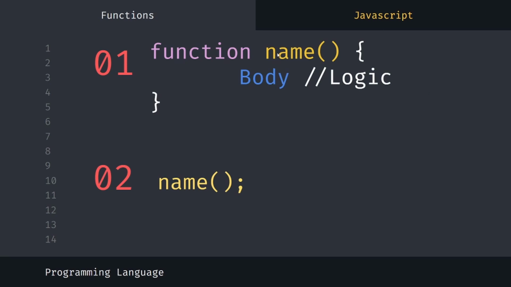First step, to define the function, the syntax is the keyword function, followed by the name you want to give the function. After that, we need to put the parentheses and add the curly braces, where we have the body of the function, the logic we need to write inside of the function. The second step is to actually call the function. It is necessary because we can define the function, but if we don't call it, it won't run.